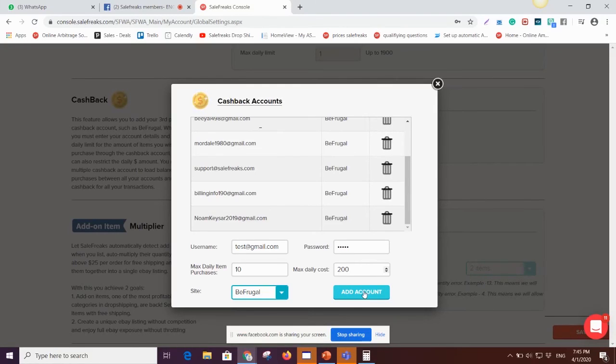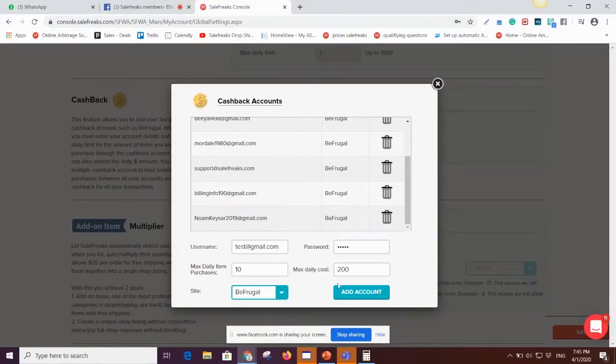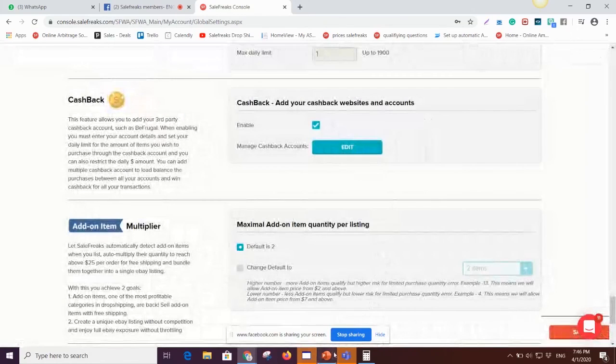This is the beauty of SaleFreaks, that everything is automated. So if you have a store that's connected to SaleFreaks non-API version, and you work with Amazon, and you haven't added your cashback account yet, please do it right now, because you're just losing free money.